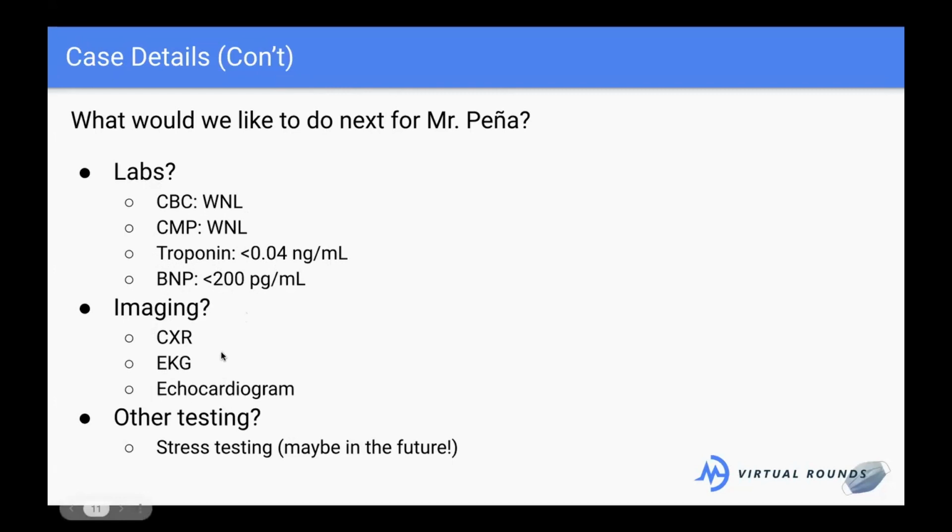And then these are the imaging that I probably would have wanted immediately from him. I would have wanted the EKG. This should have been first. And then the chest X-ray, and then probably the echocardiogram because of his murmur. And then because he was having that kind of exertional chest pain, I don't know if you guys have ever seen people run on the treadmill in the doctor's office with the leads on their chest. That's a stress test.